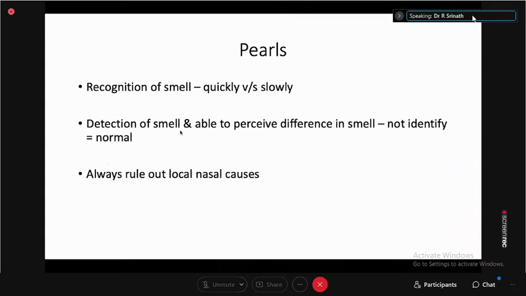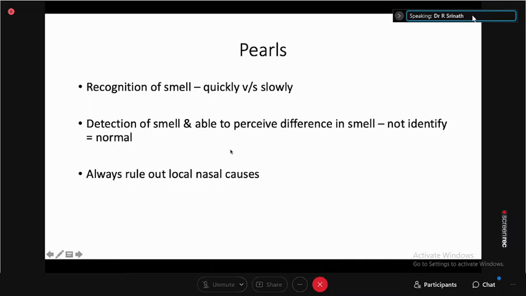Now there are certain tricks here. Some individuals are very good at the recognition of smell. Generally, there are some people whose olfactory receptors are possibly more sensitive, and some people possibly are a bit slow in recognition. So time is not the factor here. And there are some people who are able to detect smell and differentiate different types of smell, but 1 or 2 of them they may not be able to identify. That is actually perceived to be normal.